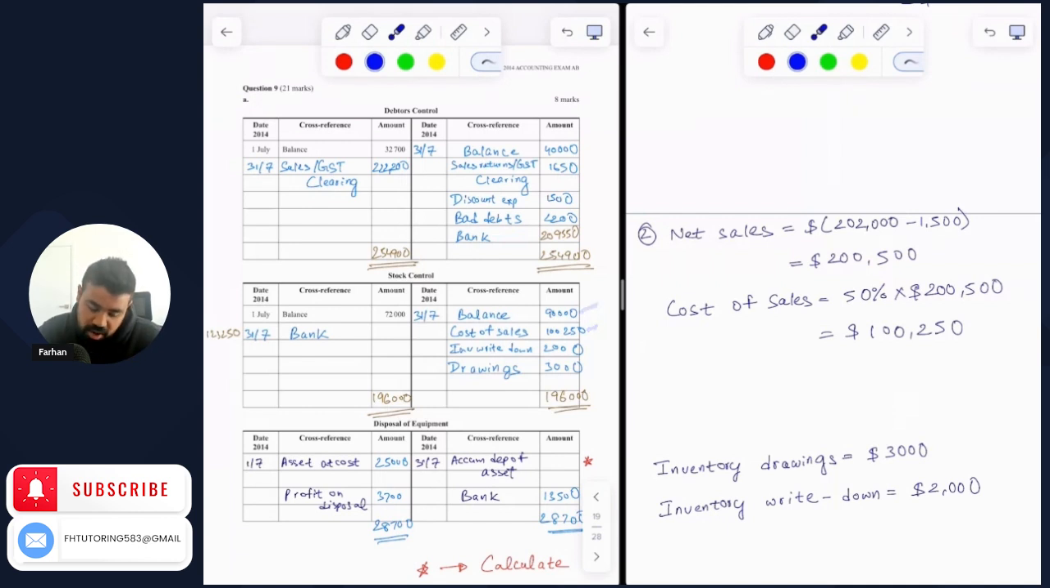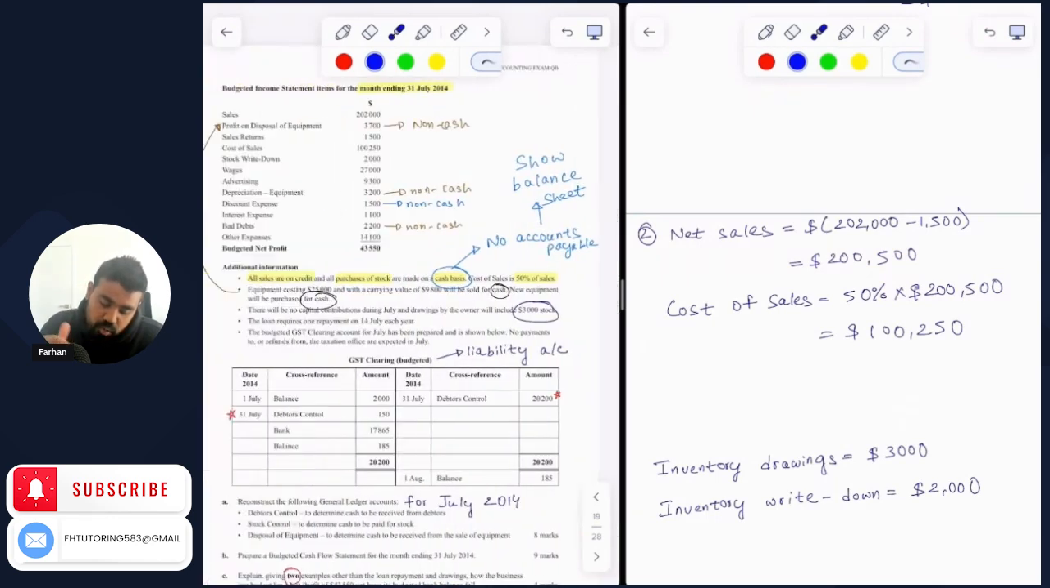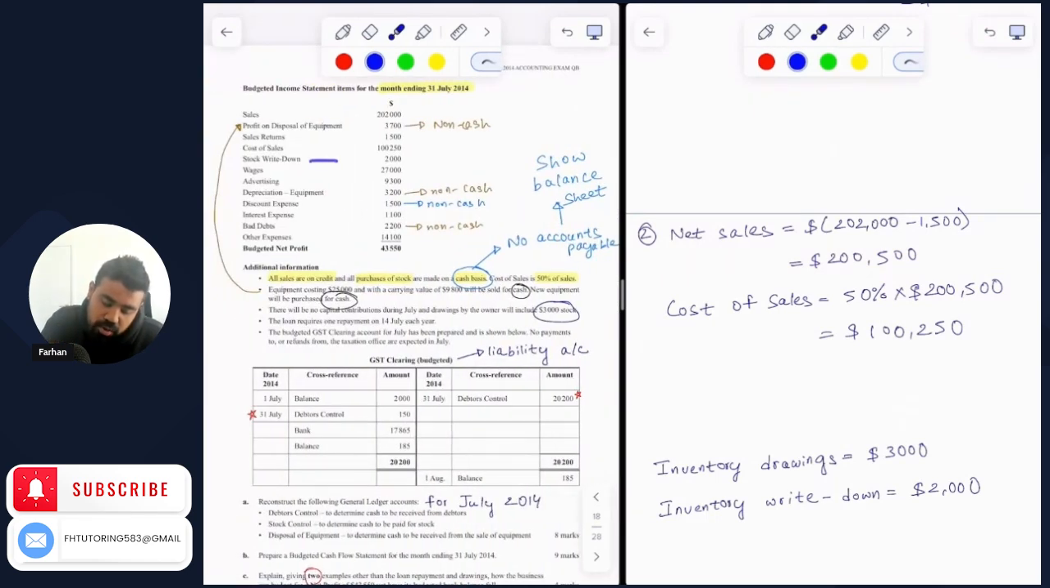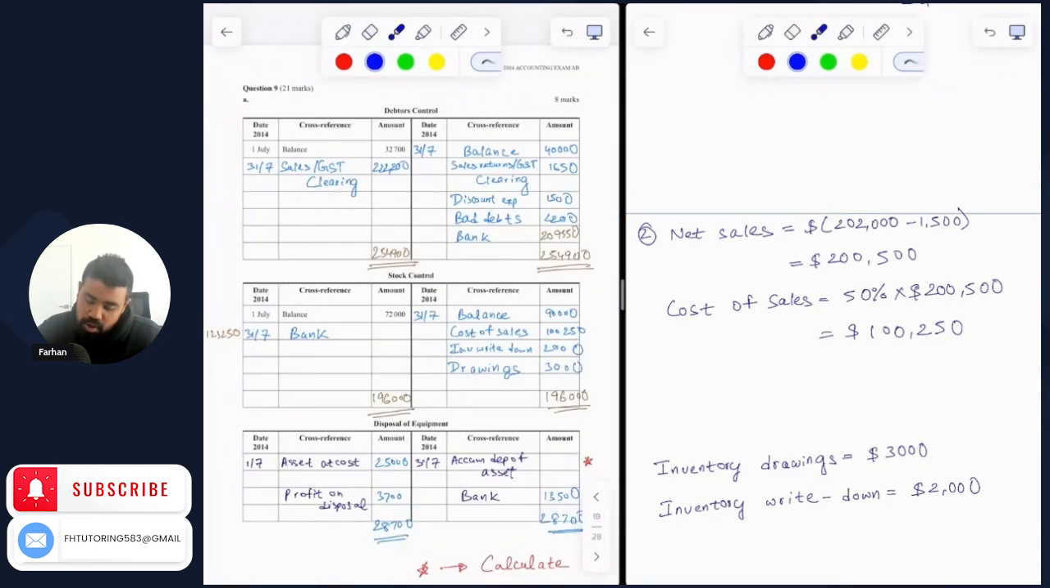So when you check the income statement, you will see that we have an inventory write-down of $2,000. So the inventory write-down of $2,000 is reducing the overall balance of inventory that we hold in the business, which means our assets are going down. And when assets are going down, we have to show it on the credit side of the inventory account, and that is what we are doing here. So inventory write-down $2,000 reported on the credit side of the inventory or stock control account.